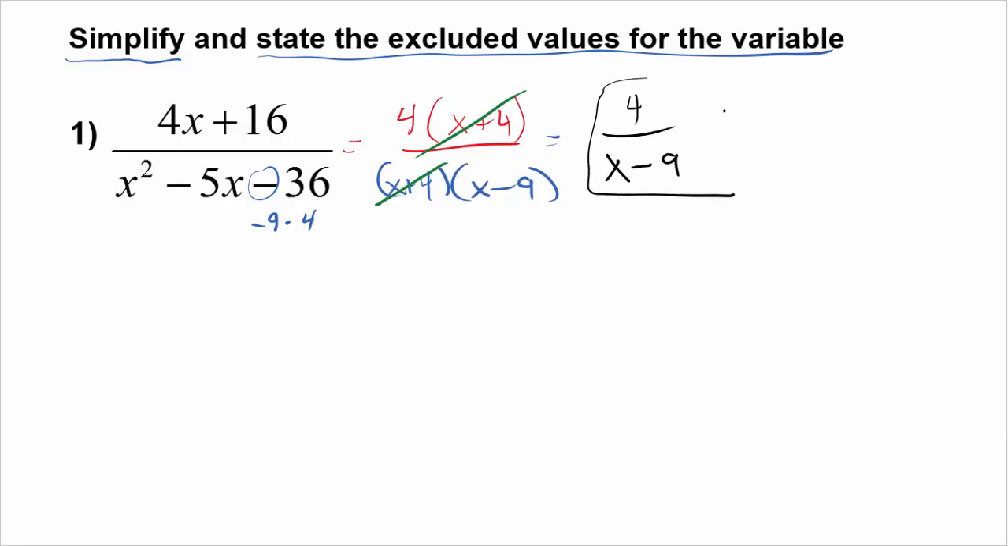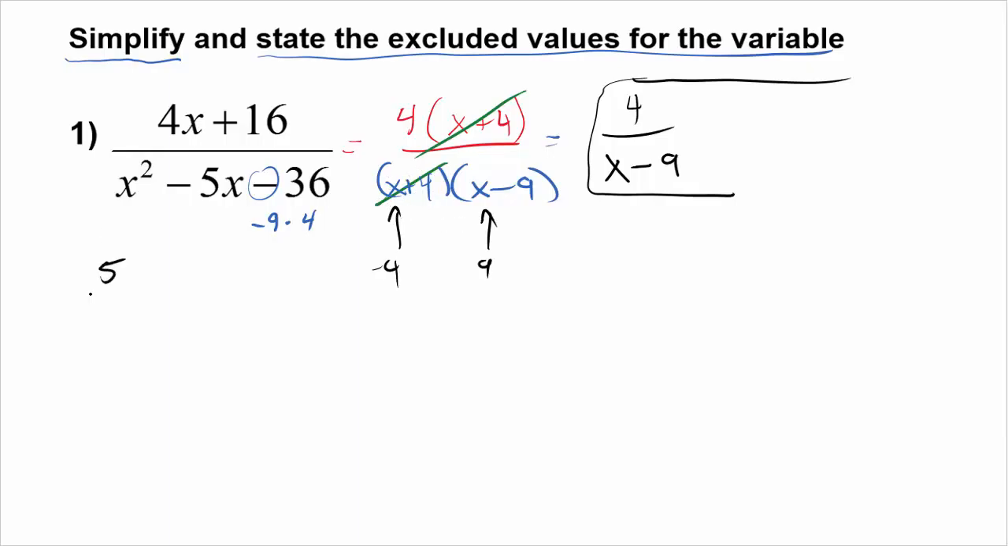Now, there's one other thing I'm going to add in here, so I'm going to leave a little space. I'm going to add some exclusions for the variables. Basically, what is x not allowed to be? In this case, if we look at the bottom, we've got our x minus 9 and our x plus 4. If I plugged a negative 4 in for x or a 9 in for x, it would make a 0 in the denominator.